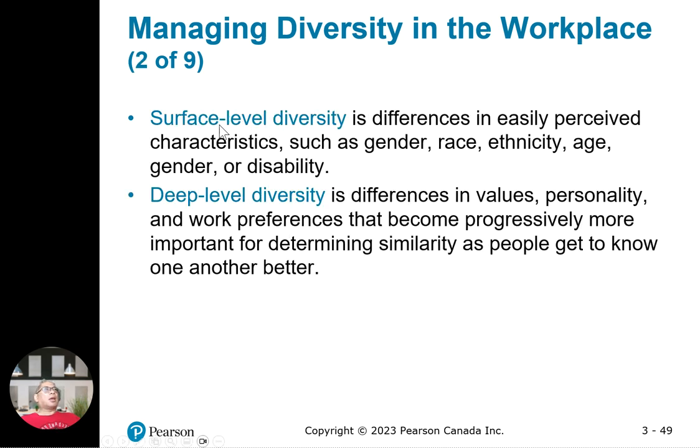Surface-level diversity is the difference in easily perceived characteristics such as gender, race, ethnicity, age, or disability. Deep-level diversity is the difference in values, personality, and work preferences that become progressively more important than surface similarity as people get to know one another.